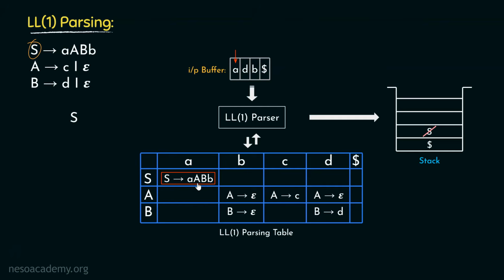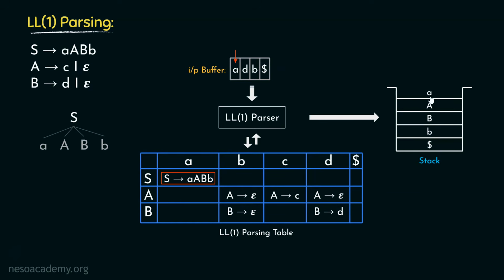Now the right hand side of the production rule is going to be stored into the stack in the reverse order. That is, we are going to store small b, then capital B, then A, then small a. Observe, we are maintaining the order. Now this basically means from S, we are trying to derive this particular tree. But we are yet to derive it. This is just the structure that we are going to derive.